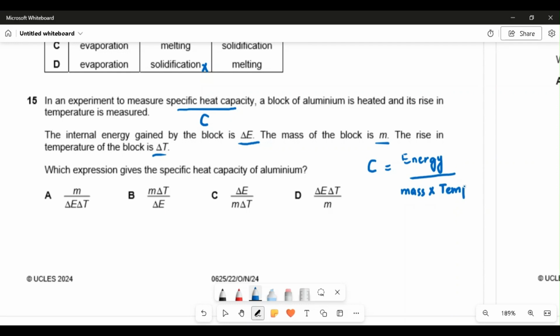So we can just simply substitute the symbolical symbols that are given. So I will say delta E divided by m times delta T. That is our option C. That is the right choice.